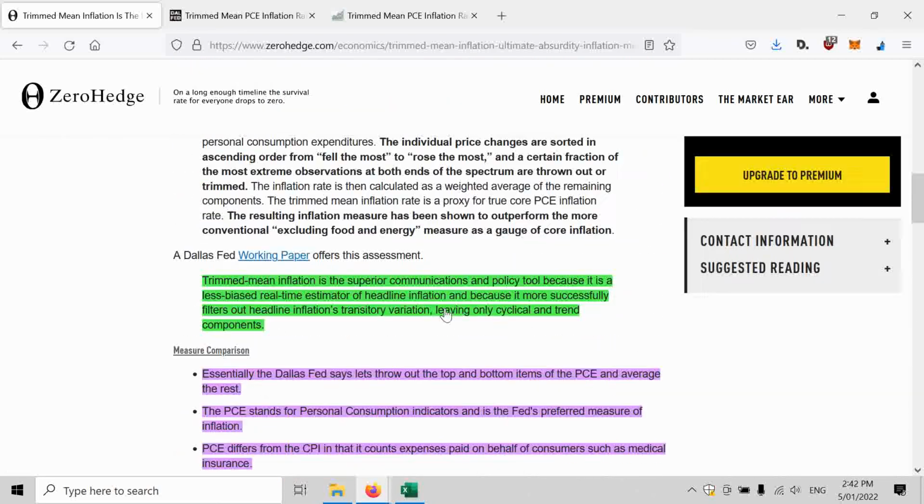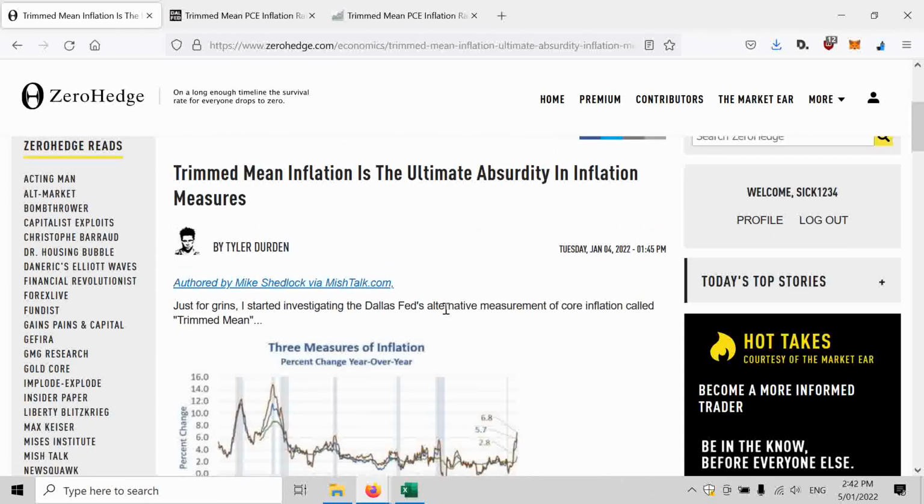So yep, another addition to the list of bizarre measures, bizarre statistics from the Fed.